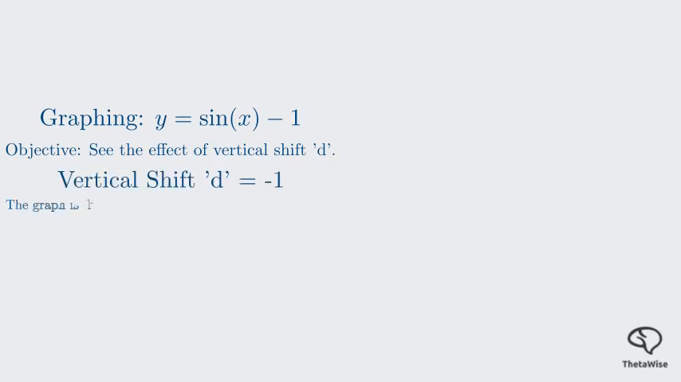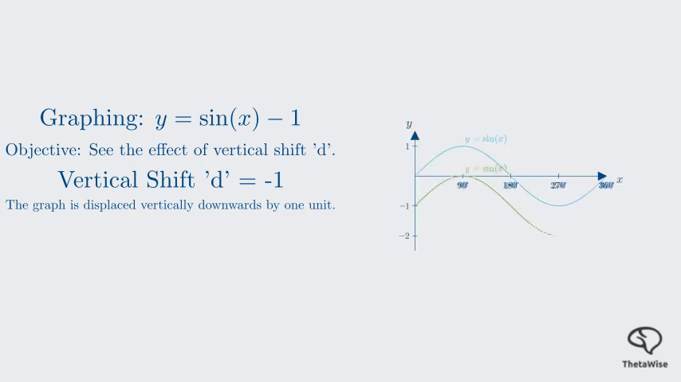Let's use our reference graph. The standard sine wave oscillates between 1 and negative 1, centered on the x-axis, or y equals 0. If we subtract 1 from every point, the entire graph will move down. The new center will be the line y equals negative 1. Here is our setup with the dashed standard sine graph. For y equals sine x minus 1, we subtract 1 from each y coordinate.